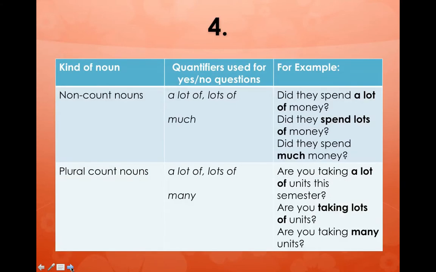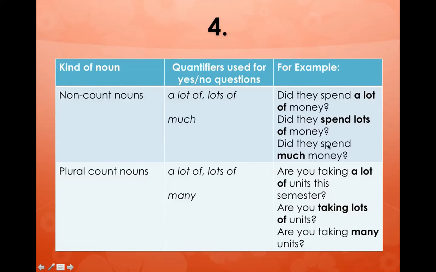Okay, now when I ask a yes or no question, I can use a lot of or lots of or much if it's a non-count noun. I can use a lot of, lots of, or many for plural count nouns. So here is a yes-no question, non-count noun. Did they spend a lot of money? Or I could also say, did they spend lots of money? Did they spend much money?